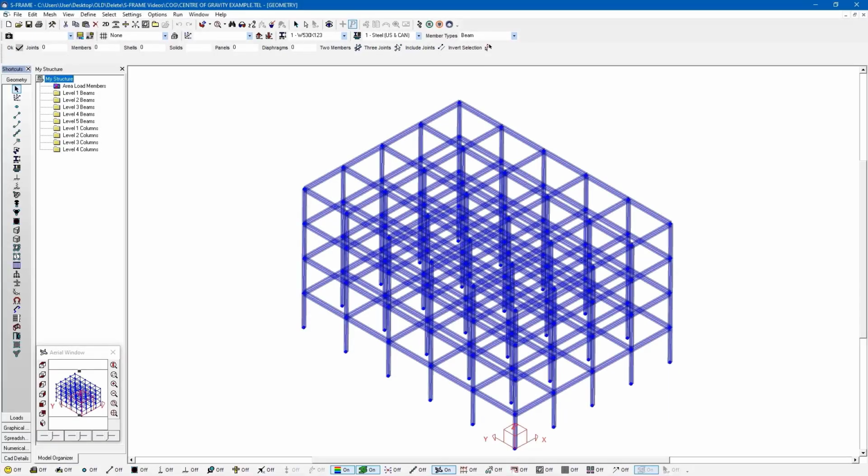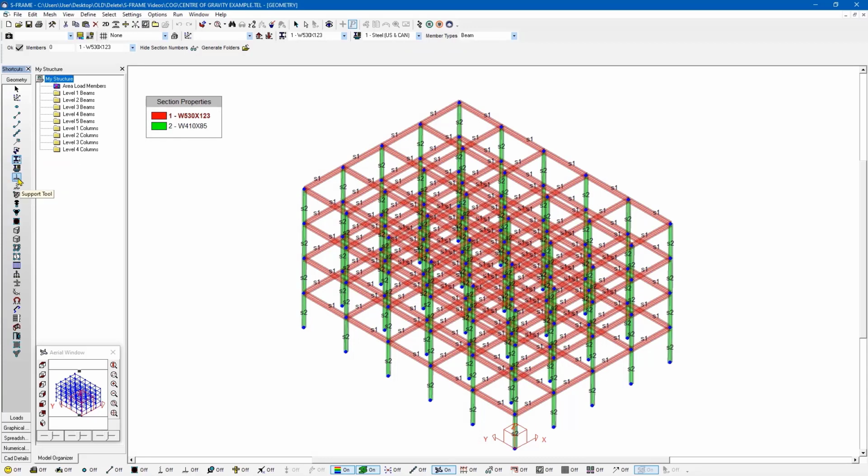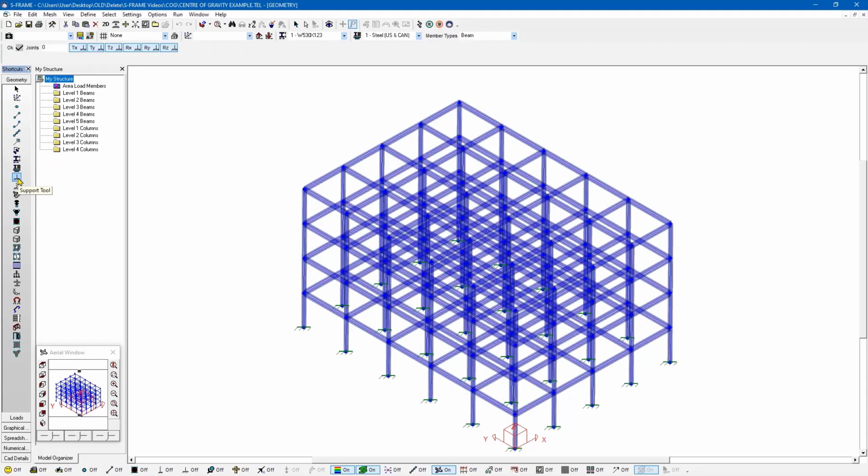So let's first go into S-frame, and we'll just look at how we can set the model up to help with this process. This model's set up just like you would any other structure that you're going to analyze, especially if you've already got your self-weight loads created. There's not really too much more to do beyond that. I've got all my sections defined, I've got my supports defined. It's essentially ready to go for analysis.